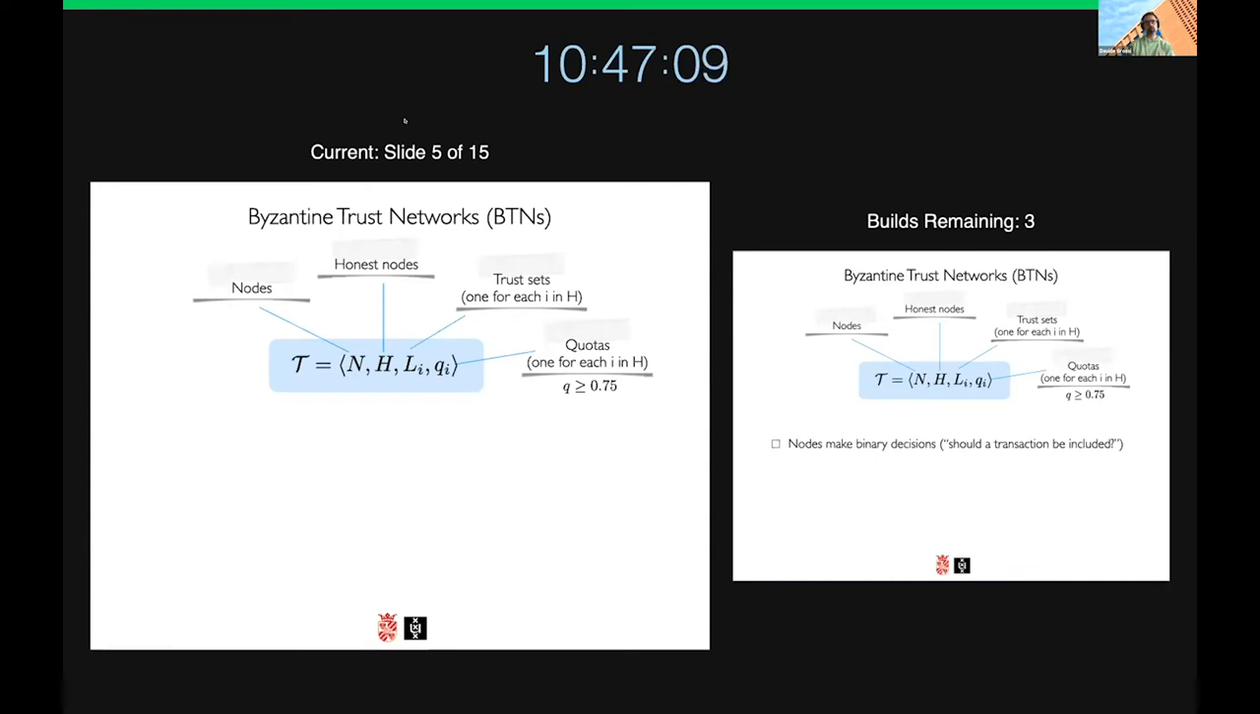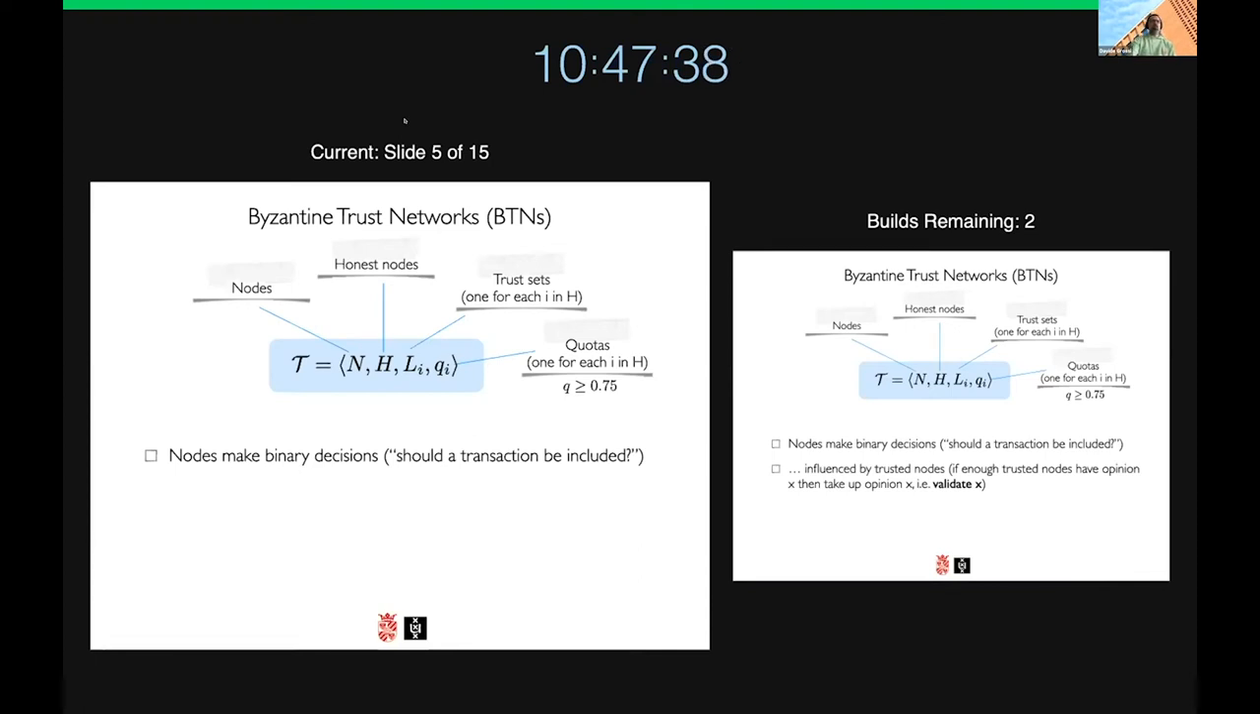The quotas we use here are above 0.75, which is what we observe, for instance, in Ripple. Ripple sets that quota to 0.8. So we try to provide a slightly more general analysis. There are good reasons for setting a quota which is not lower than 0.75, but I will not get to all the details in the talk.